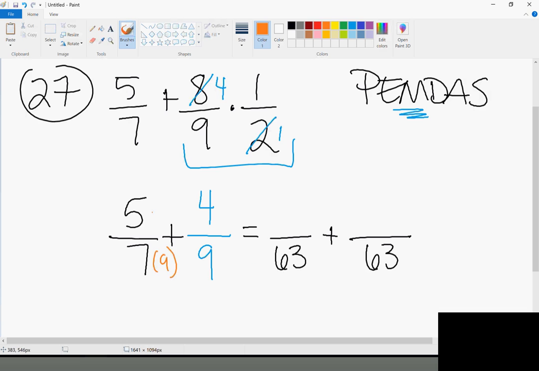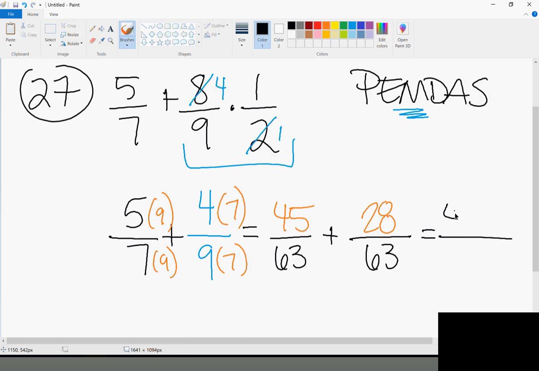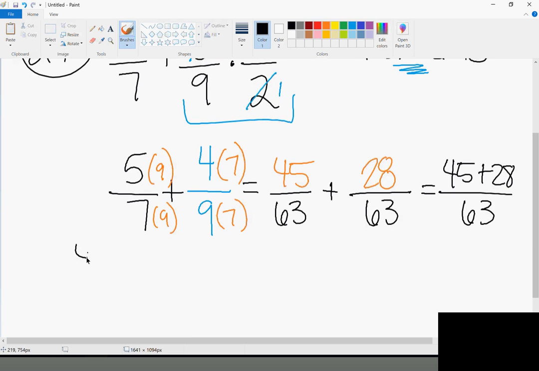Okay, so now 7 times 9 is 63. So I multiply the top by 9 as well. 5 times 9 is 45. And then 9 times 7 is 63. So multiply the top as well. So we have 4 times 7 is 28. And then now I'm going to have 45 plus 28, all divided by 63.